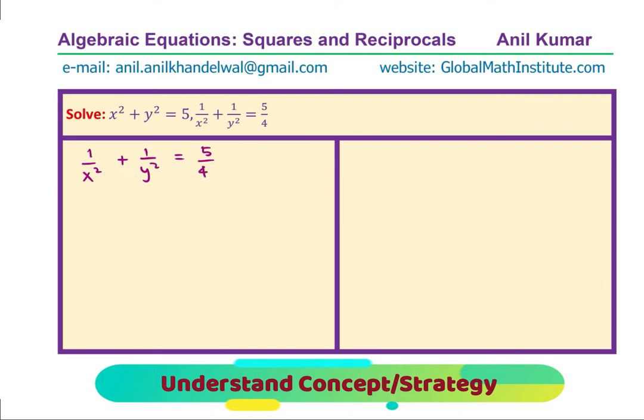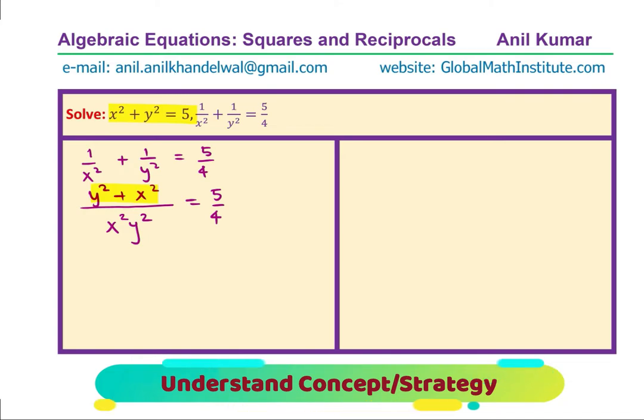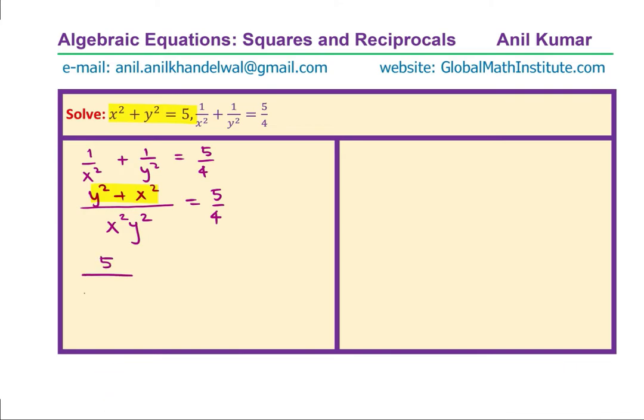Now if I take a common denominator of x squared y squared, then in the numerator I'll get y squared plus x squared equal to 5 by 4. The numerator y squared plus x squared is given to us as equal to 5, correct? So we can substitute this value here. So we get 5 over x squared y squared equals 5 by 4. Now the numerators are the same, so the denominators should also be equal. And therefore, we get the result x squared y squared equals 4.